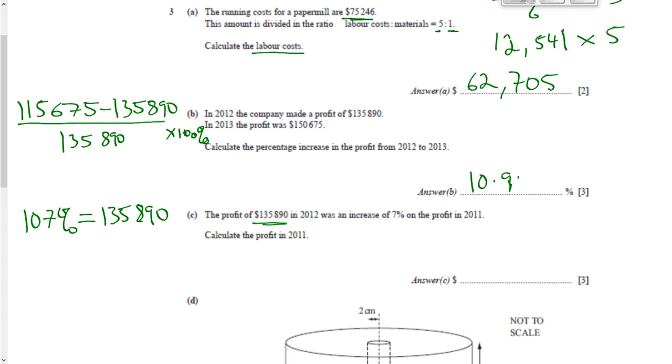Now, if I want to figure out what it was in 2011, what 100% was, I'm going to break this down to what 1% was. So we'll divide by 107, and that will give us what 1% was. And then I'm going to multiply by 100 to figure out what 100% was. If I do that, I'll end up with 127,000.